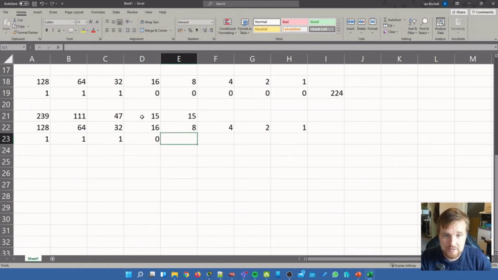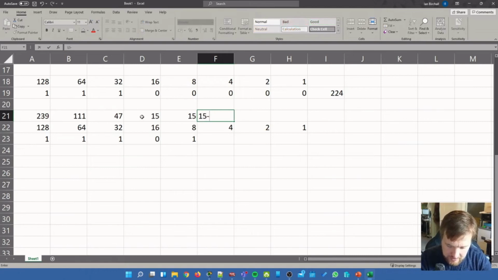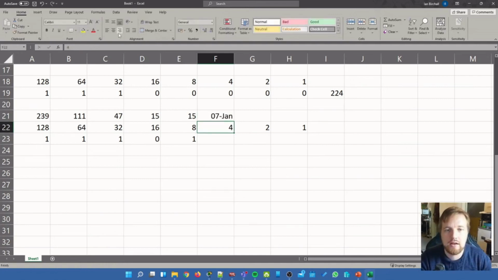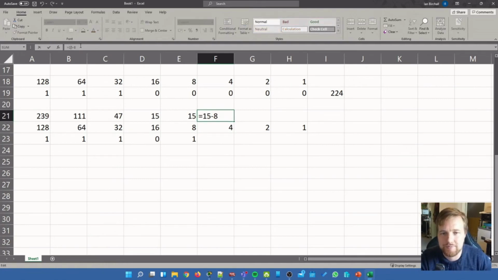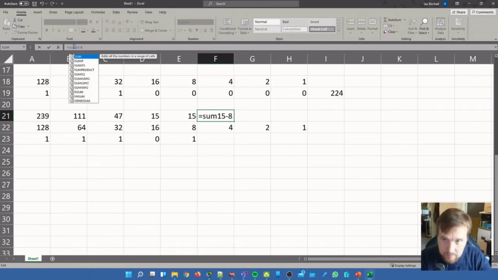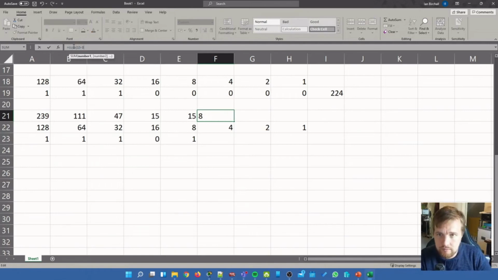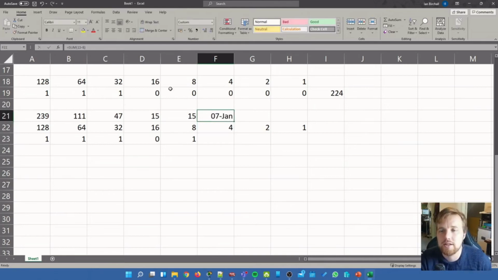15, does 8 fit into 15? Yes, it does. So we'll turn that on. And now we can say 15 minus 8. Oh my word, that's being a pain. Right, so either way, it's 7.